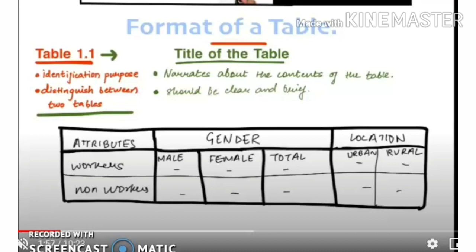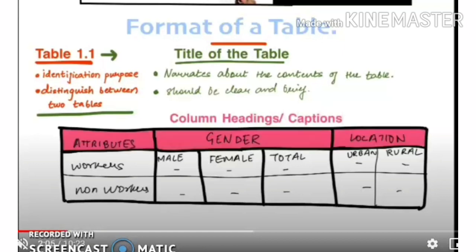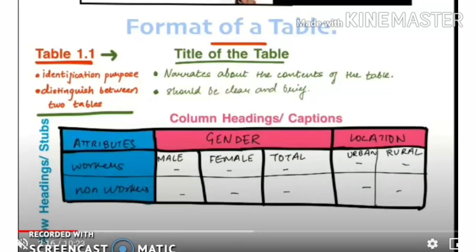Next we can say captions or columns, which is known as column headings. At the top of each column, a column heading is given to explain the figures in the column. So this is called the captions. Next is row headings or stubs. It's like column headings. Each row of the table should be given a heading, and the heading given to rows is known as stubs.